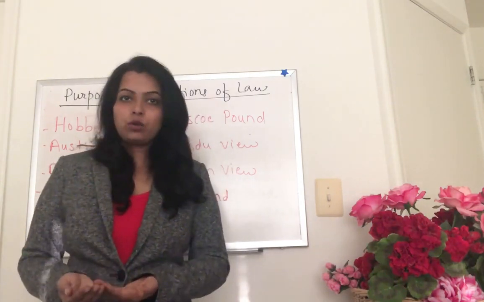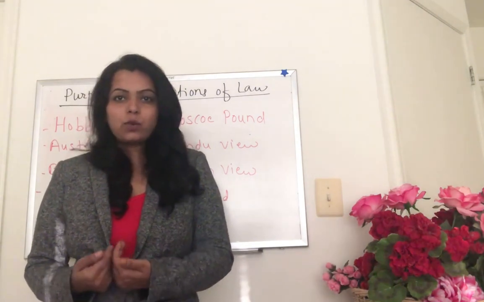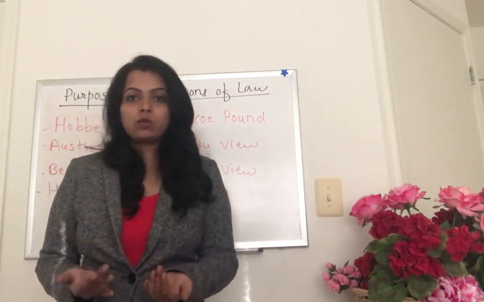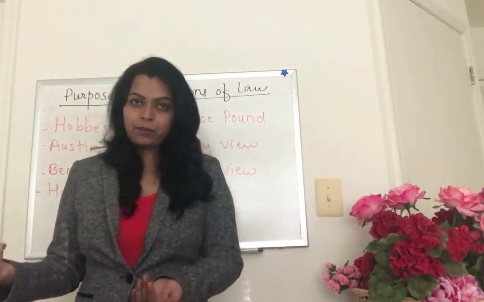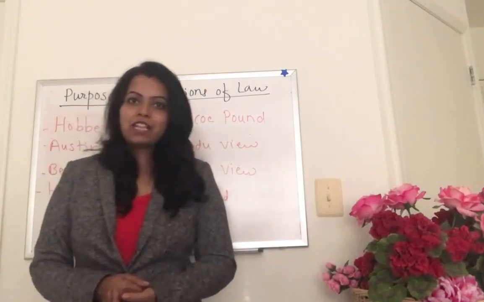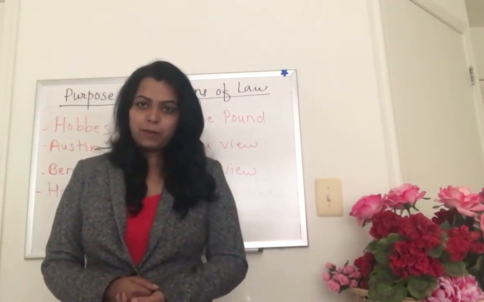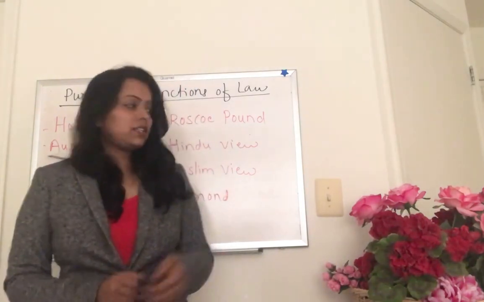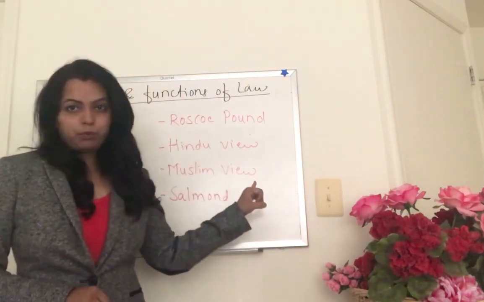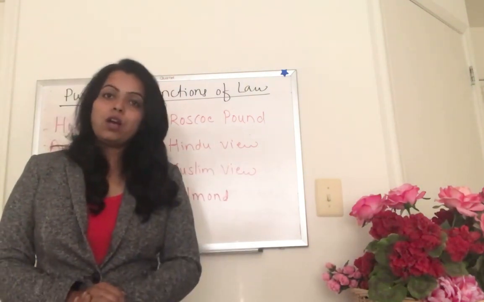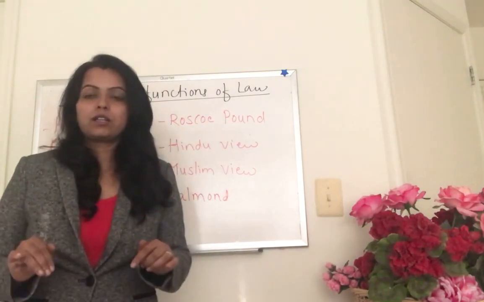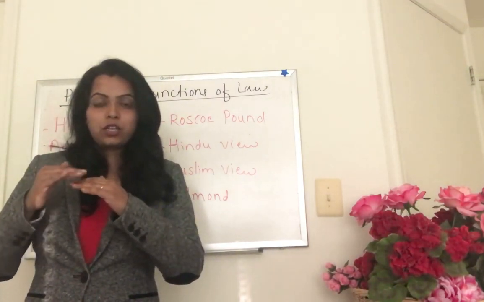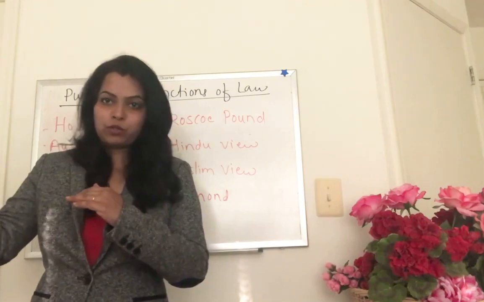The third function of law according to Roscoe Pound is to enable individuals to have maximum freedoms. So law will maintain a situation in which individuals can enjoy maximum freedom. And the fourth purpose of law is maximum satisfaction of the needs of the people. So law will provide for the needs of people. Then there is a Hindu view on the purposes of law, and according to the Hindu view, welfare of people in this world is the function of law, and after that function, salvation or mukti is the ultimate purpose of law.